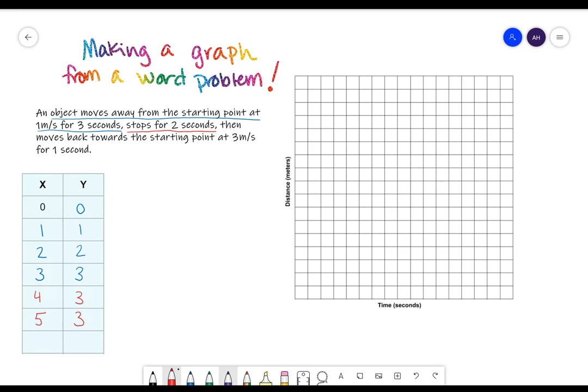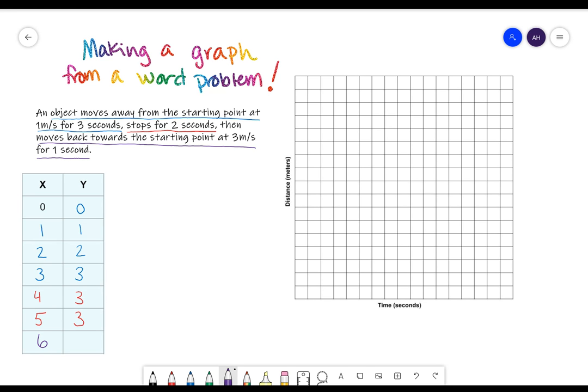Okay? And then the last thing that it does is it moves back towards the starting point at 3 meters per second for 1 second. Okay, so I'm going to go ahead, fill in my time. I'm adding 1 more second to what we've already been measuring. And it's got my speed as 3 meters per second. Okay, so I know that I'm moving backwards. I'm moving closer to the starting point. So my distance is going to decrease this time.